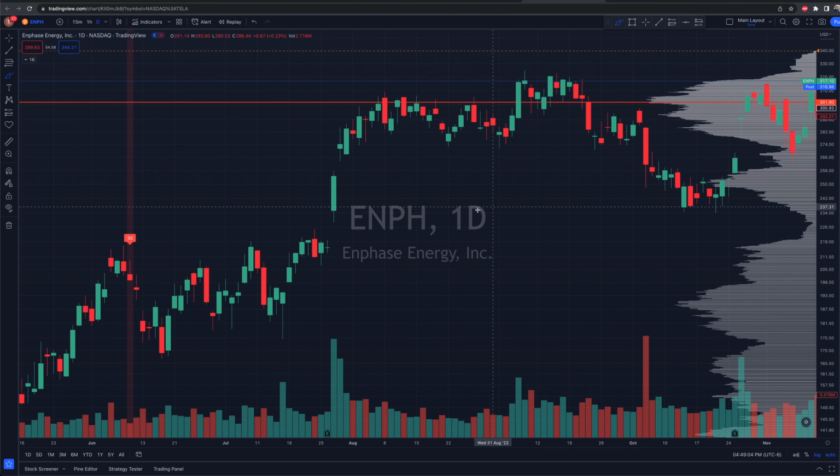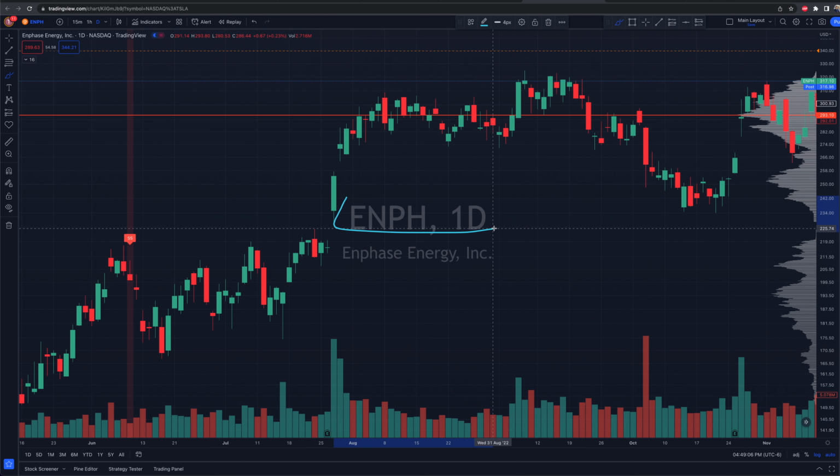Number four, we head over to Enphase, ENPH, on the 1-day chart here. And again, guys, these candlesticks can be used on different time frames. Don't just look at the 1 day. We like looking at the 1 day because it's more of a swing/day trade approach.